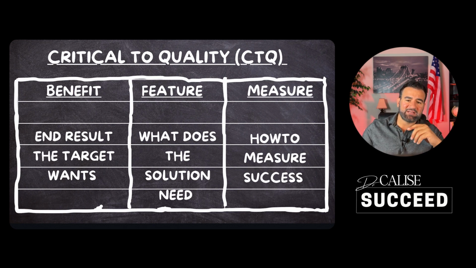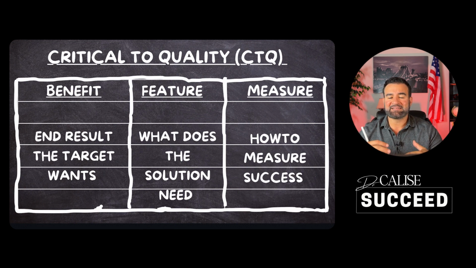Now what we need to do is we need to say, okay, now that we have our different benefits that our target audience needs identified, what features within the product do I need to create? What features in the product do I need to create? And I'm going to show you some examples in a moment so you see where we're getting at.